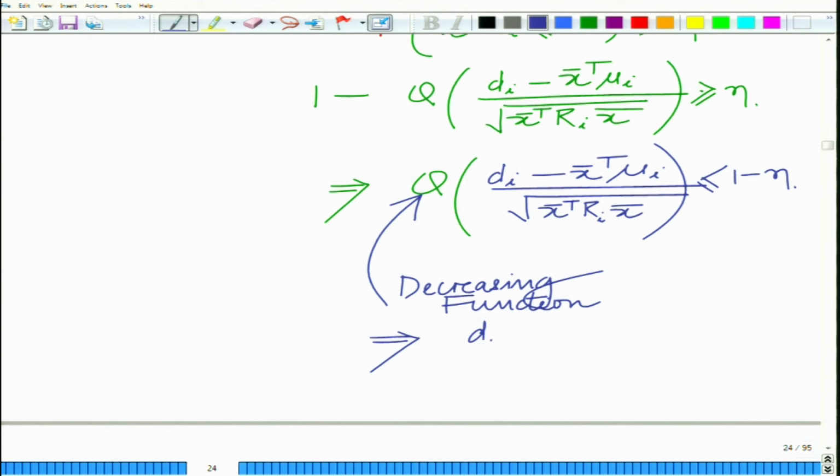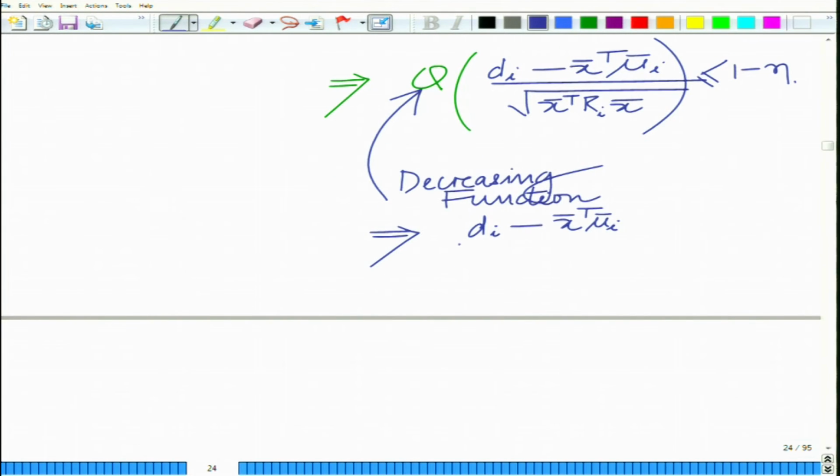This implies (d_i minus x bar transpose mu bar_i) over the square root of x bar transpose R_i x bar has to be greater than or equal to Q inverse of 1 minus eta. Since the Q function is a decreasing function, the inequality gets reversed. So if this has to be less than or equal to this, that implies that this quantity has to be greater than or equal to Q inverse of 1 minus eta.